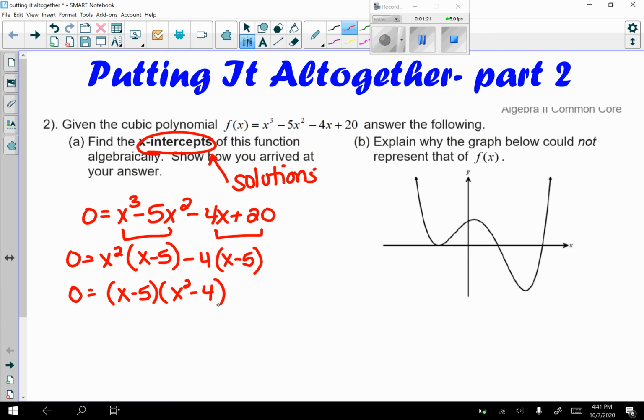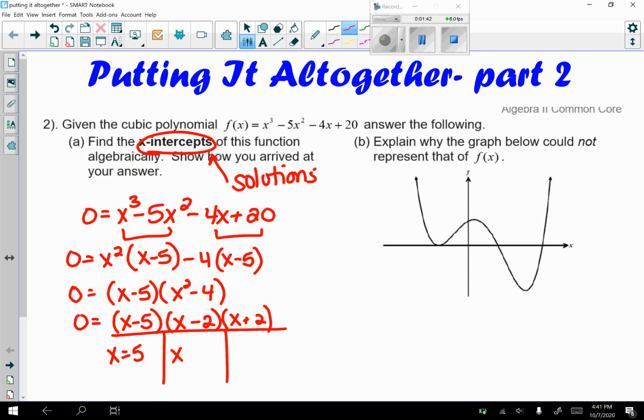You could tee off from here, but I'm going to continue factoring because I have a difference of 2 perfect squares. So my x minus 5 stays. I'm going to break my x squared minus 4 into an x minus 2 and an x plus 2. I'm going to tee off. I have x equals 5, x equals 2, and x equals negative 2. So those are my x-intercepts. We could write them as coordinate points. And remember, they're the same thing as solutions because they are real roots.